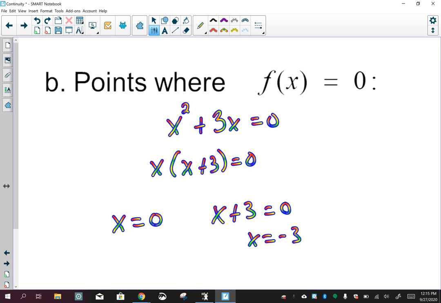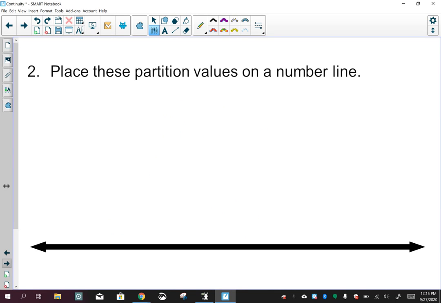So I'm going to take those numbers and I'm going to put them on a sign chart. So I've got this number line. I'm going to put my numbers here on a sign chart. I've got -3 and 0.